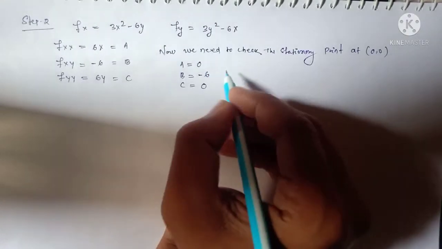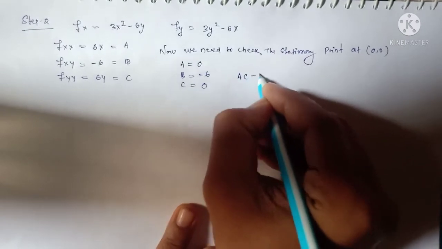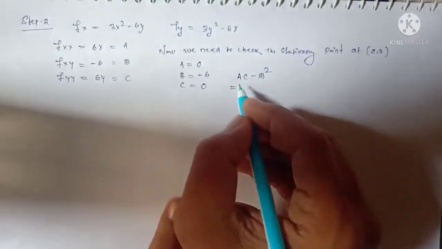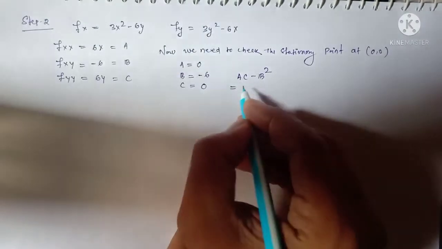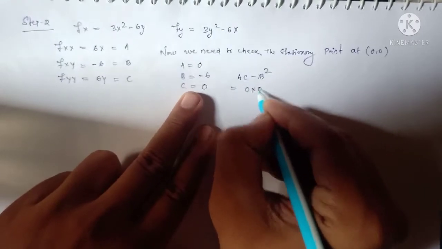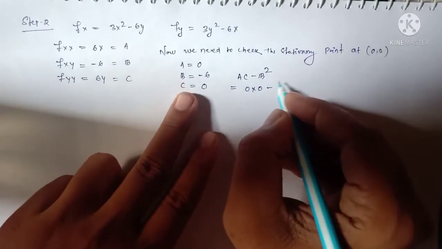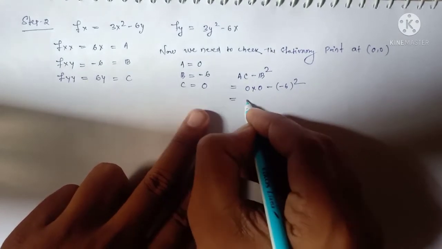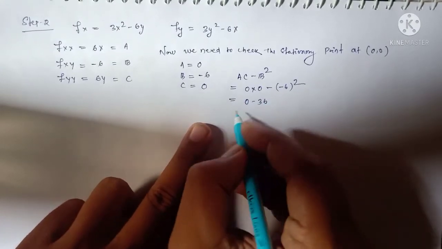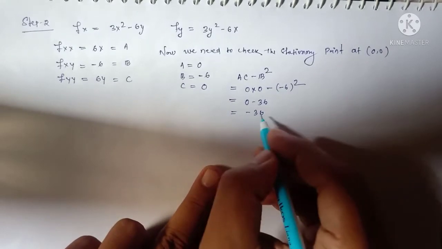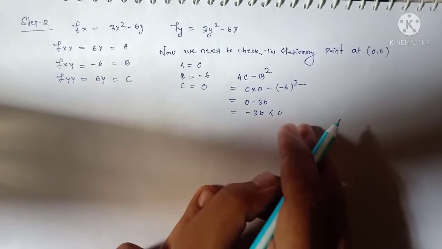Now move to the formula, that is AC minus B square. Putting the value here, A is 0 into C is 0, minus B square. That means this can be written as minus 6 square, that will be 0 minus 36, and this is equal to minus 36. So minus 36 is less than 0.